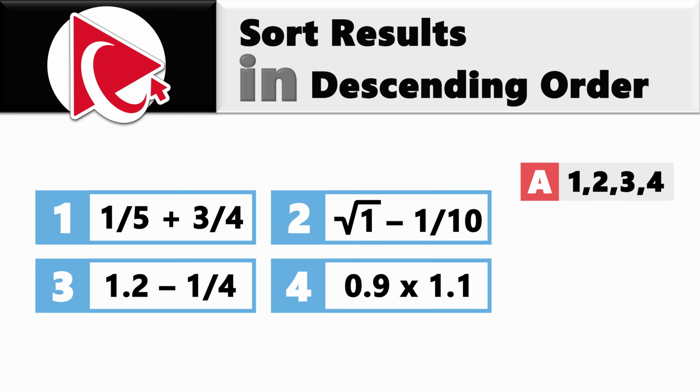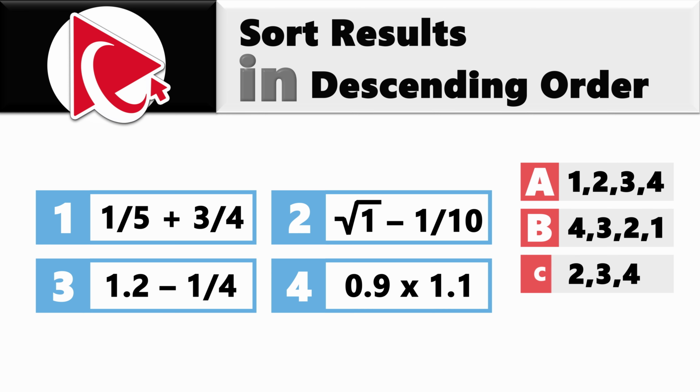Choice A represents descending order as 1, 2, 3, and 4. Choice B represents as 4, 3, 2, 1. Choice C, 2, 3, 4, 1. And last but not least, choice D, 4, 3, 1, 2.